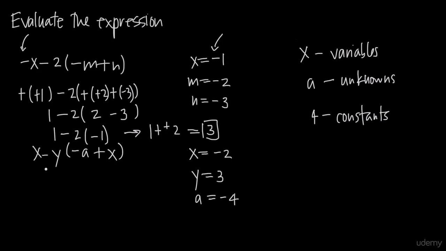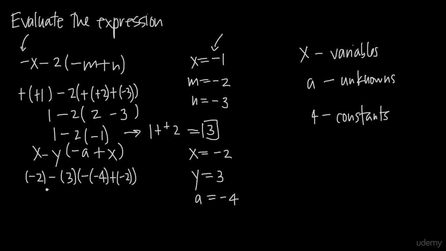So now let's look at this example where we have x minus y times the quantity negative a plus x. We know that x is negative 2, y is 3, and a is negative 4. So we're just going to be plugging in these values again. Plugging in a negative 2 for x, we have x out in front here, so we'll get a negative 2. And then we have minus y, which we know is 3, so we have 3 times the quantity negative a plus x. We have a is negative 4, but we also have this negative sign, so we'll say a negative negative 4. And then plus x, we know x is negative 2, so we'll say plus negative 2.